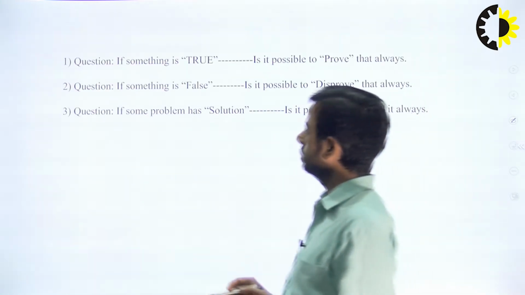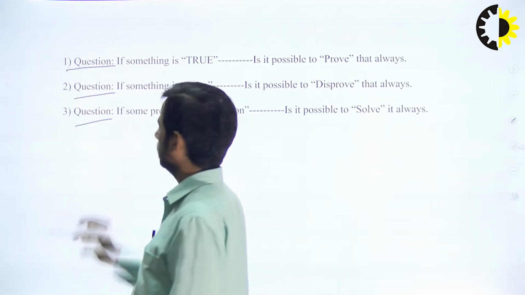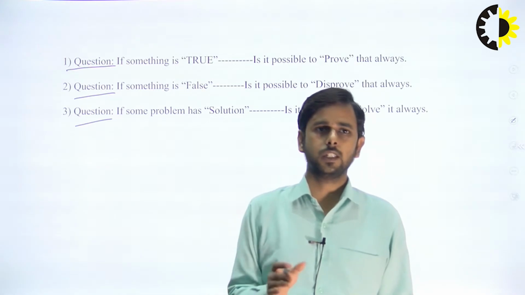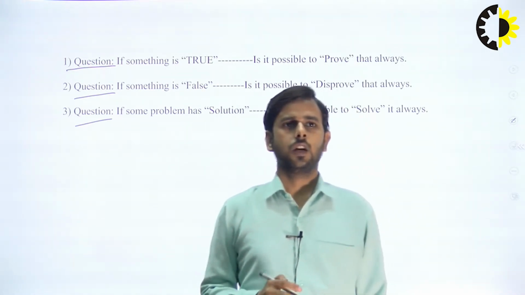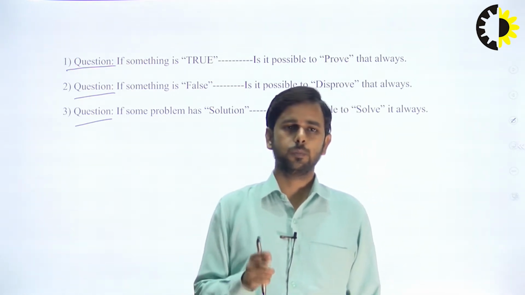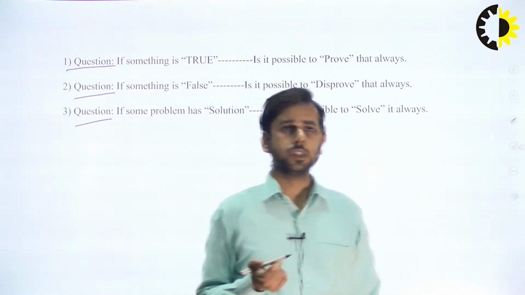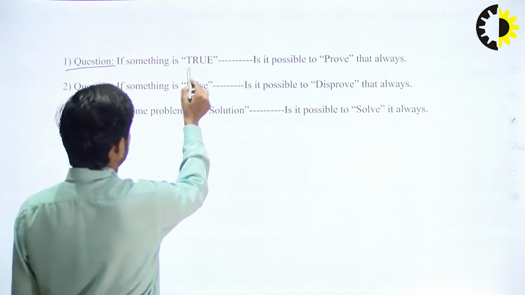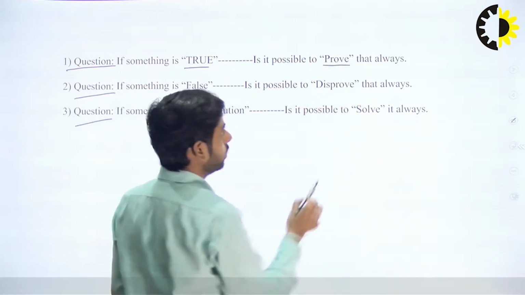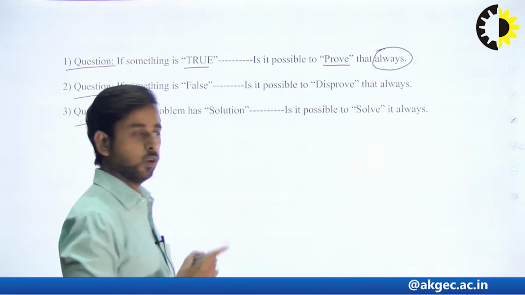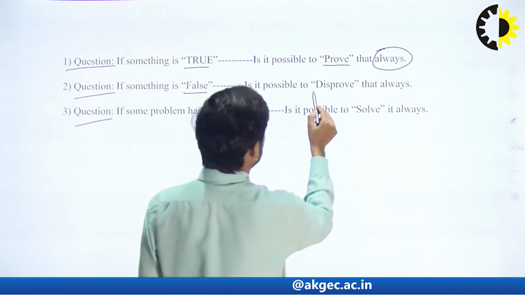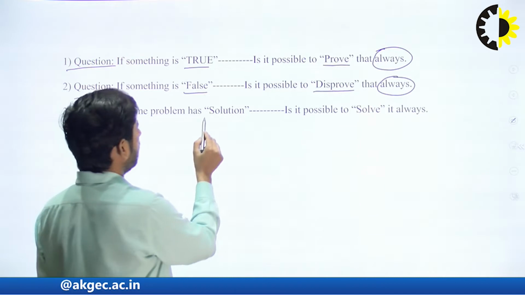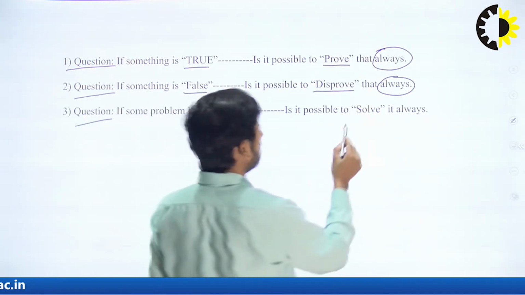There are three basic questions. The first question is, if something is true, is it possible to prove that it is true always? The second question is, if something is false, is it possible to disprove that always? And if something has some solution, is it possible to solve it always? This term is very important: always.